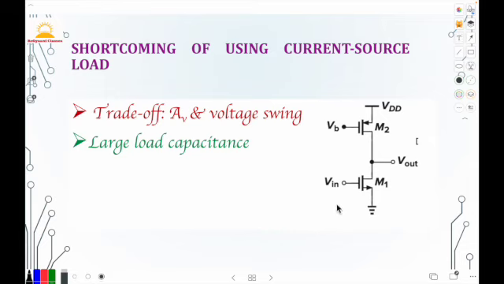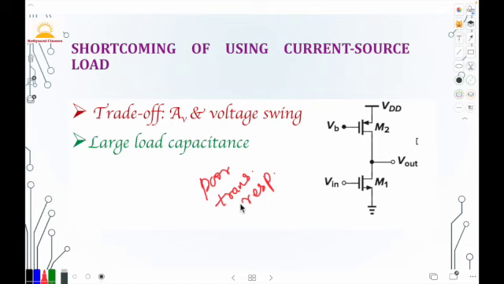Now focusing on the shortcomings of the current source load common source amplifier. Number one is that there is a trade-off between the voltage gain and voltage swing. The voltage gain of the amplifier is compromised for a large voltage swing. And the second drawback is that to achieve high output impedance, the width and length of M2, that is this load transistor, should be high. And this leads to larger load capacitance at the output node, which results in poor transient response. So transient response is very important for the amplifier.